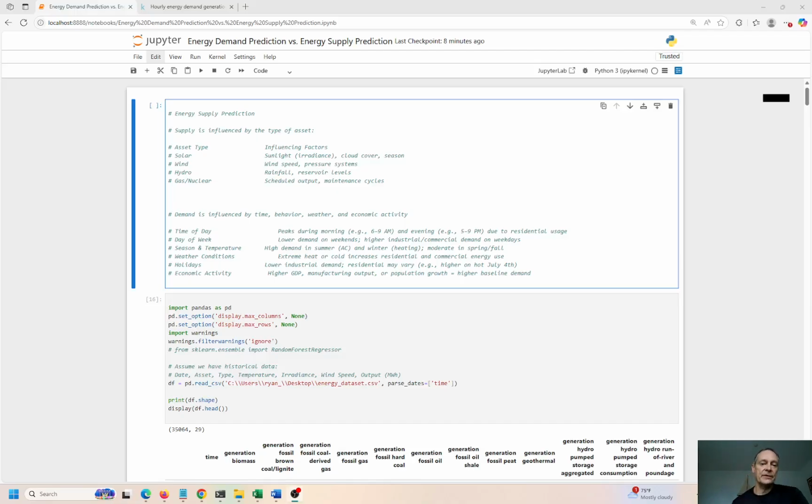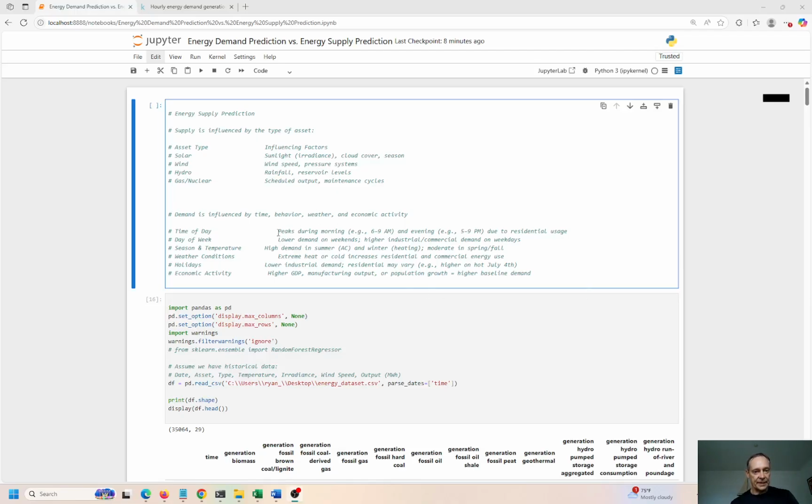Influencing factors that drive supply are sunlight, cloud cover, and seasons for solar; wind speed, high pressure systems or low pressure systems for wind; for hydro, it's rainfall and reservoir levels. And for gas or nuclear or even coal, it's scheduled output and maintenance cycles.